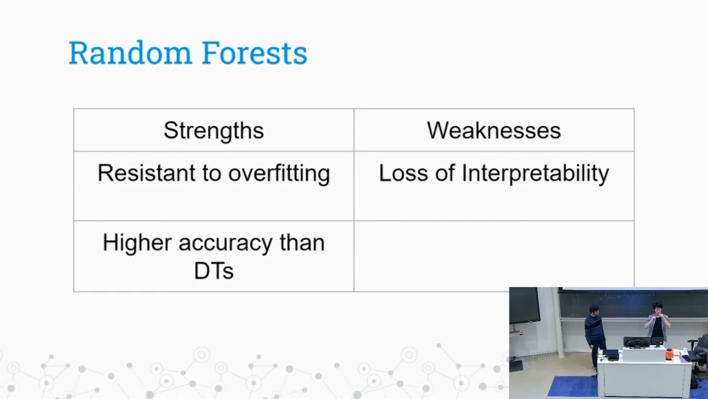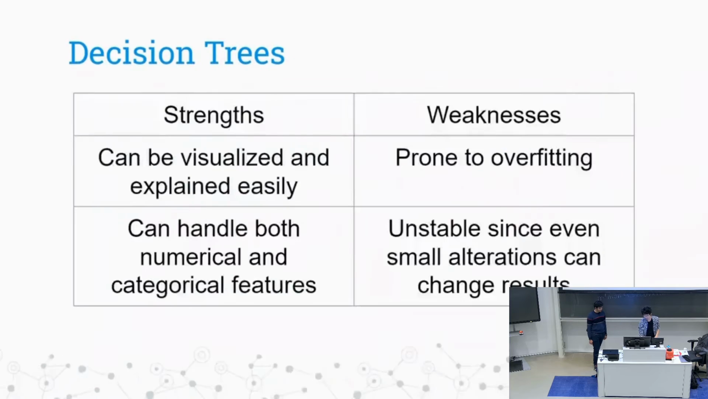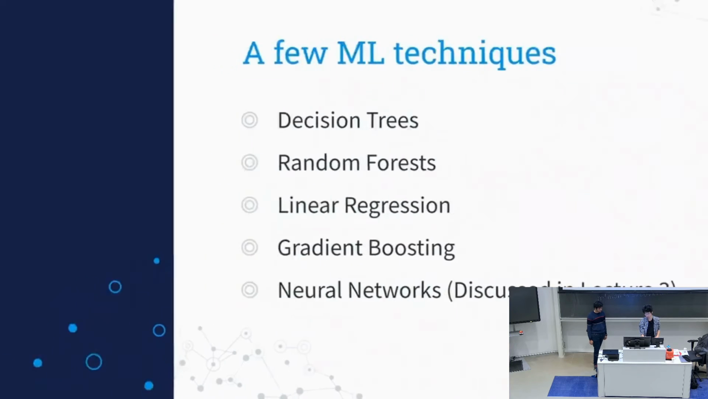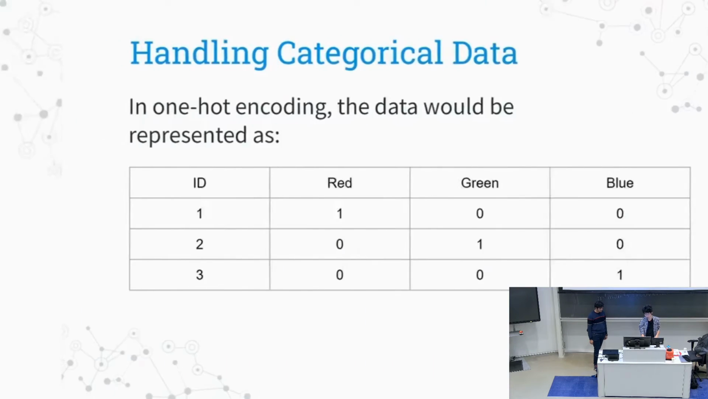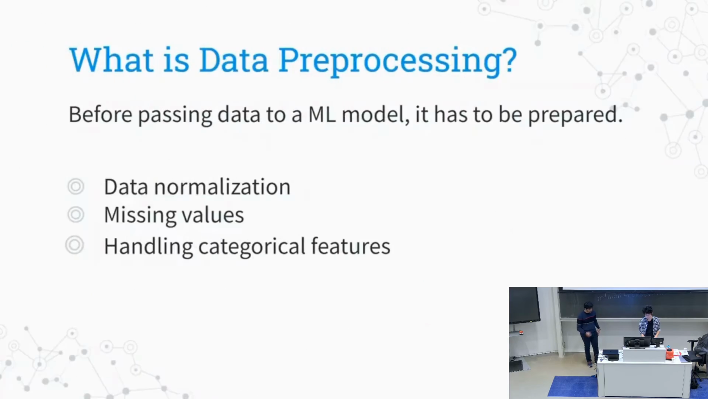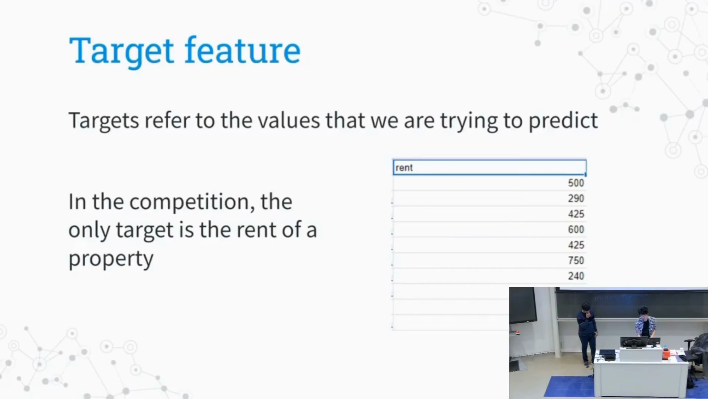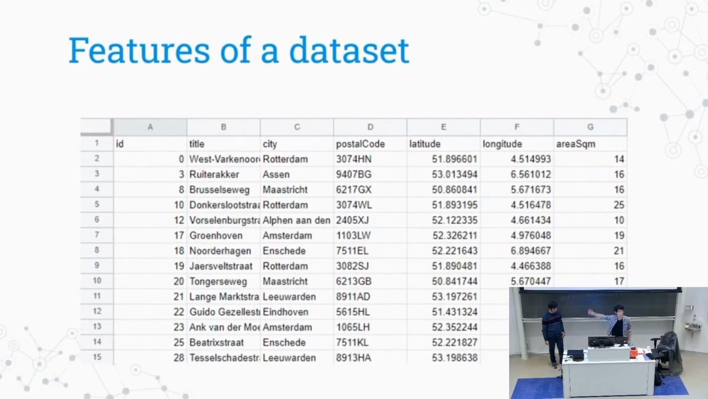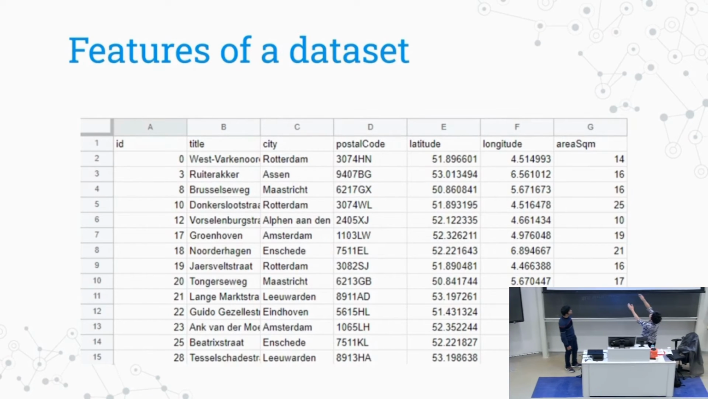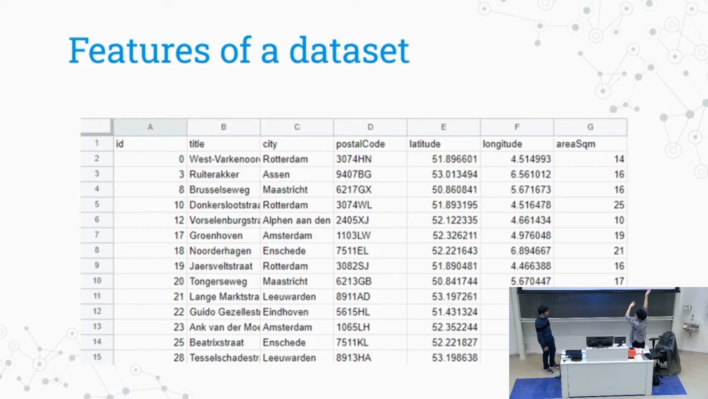Well, so how would we split the data itself? I'll show it on the example here. For example, this is a data set from the competition itself. How would they split it? They don't split it by columns. They split it by the rows themselves. So one row accounts for one data point. So you have the title, the city, the postal code, and so on.